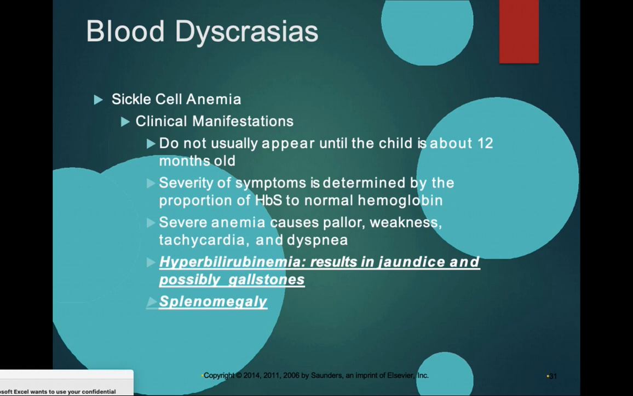Severe anemia causes pallor, weakness, tachycardia, and dyspnea. Again, it sounds like any other anemia, but here you get the hyperbilirubinemia, which results in jaundice, and it can also cause gallstones. And the spleen becomes very enlarged, which is called splenomegaly.